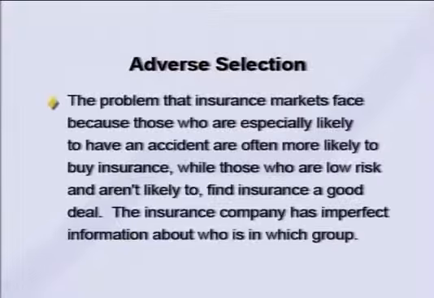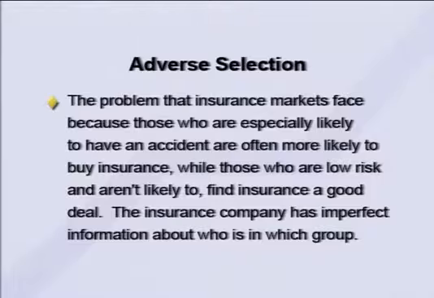The other big issue with every insurance market is the problem of adverse selection. Adverse selection is the problem that insurance markets face because those who are especially likely to have the bad event, like those who are especially likely to have a car accident, are often more likely to end up with insurance. While those who are very low risks and aren't likely to won't think that insurance is a very good deal. Because after all, they know they're a good risk, and they know they're not very likely to need the insurance.